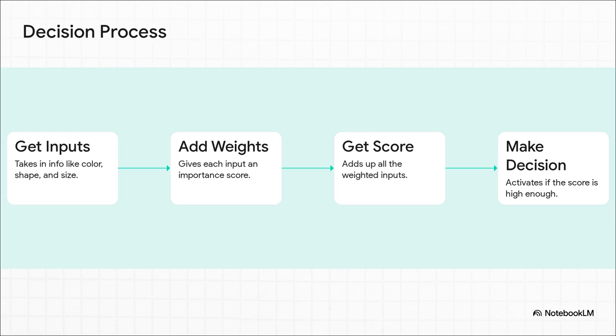But here's the crucial part. It doesn't treat them all equally. It might have learned from experience that a bright red color is way more important than size for a good apple. So it gives color a higher weight. Then it just adds up that weighted info to get a final score. And if that score crosses a certain threshold, boom, it makes a decision and shouts, yep, that's a good one.